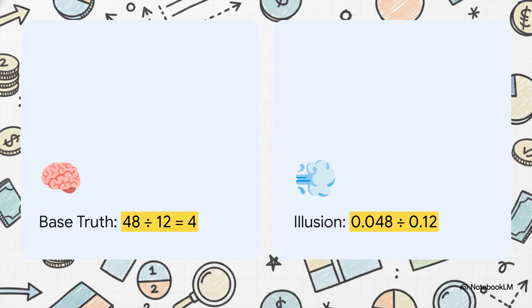48 divided by 12 equals 4. That is an undeniable fact. But then the illusionist throws a giant smokescreen at you, 0.048 divided by 0.12. It looks terrifying. But underneath all those zeros and decimals, the base truth is completely intact. The answer absolutely must have something to do with the number 4. The only real mystery left is where the decimal point ultimately lands.